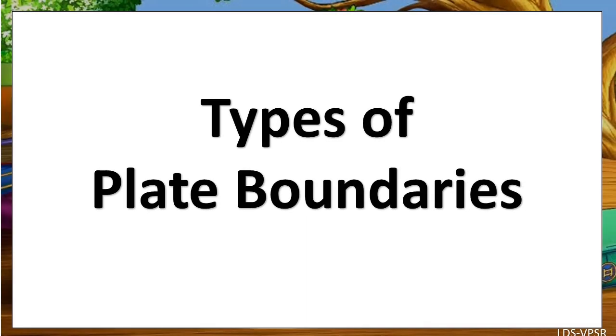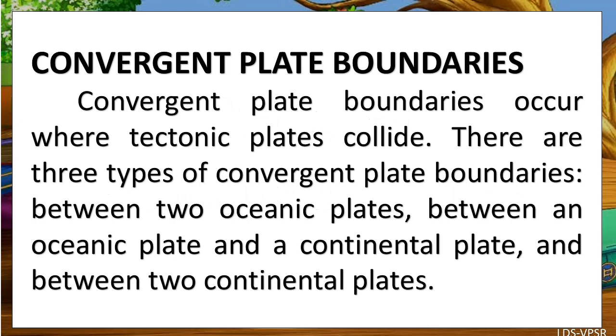Types of plate boundaries. Convergent plate boundaries. Convergent plate boundaries occur where tectonic plates collide. There are three types of convergent plate boundaries: between two oceanic plates, between an oceanic plate and a continental plate, and between two continental plates.